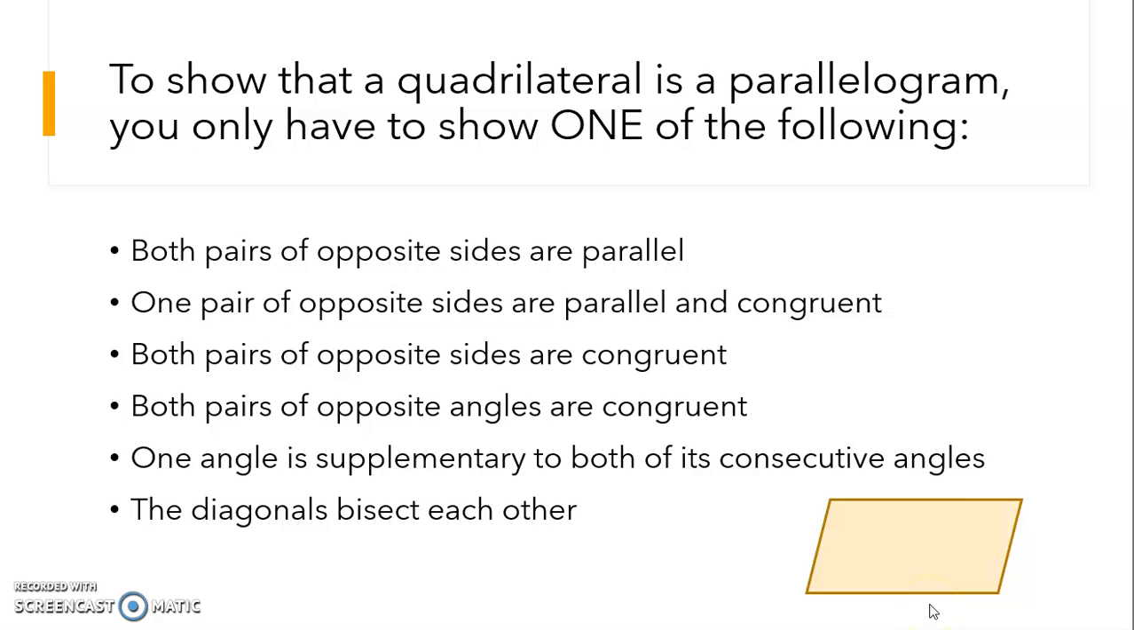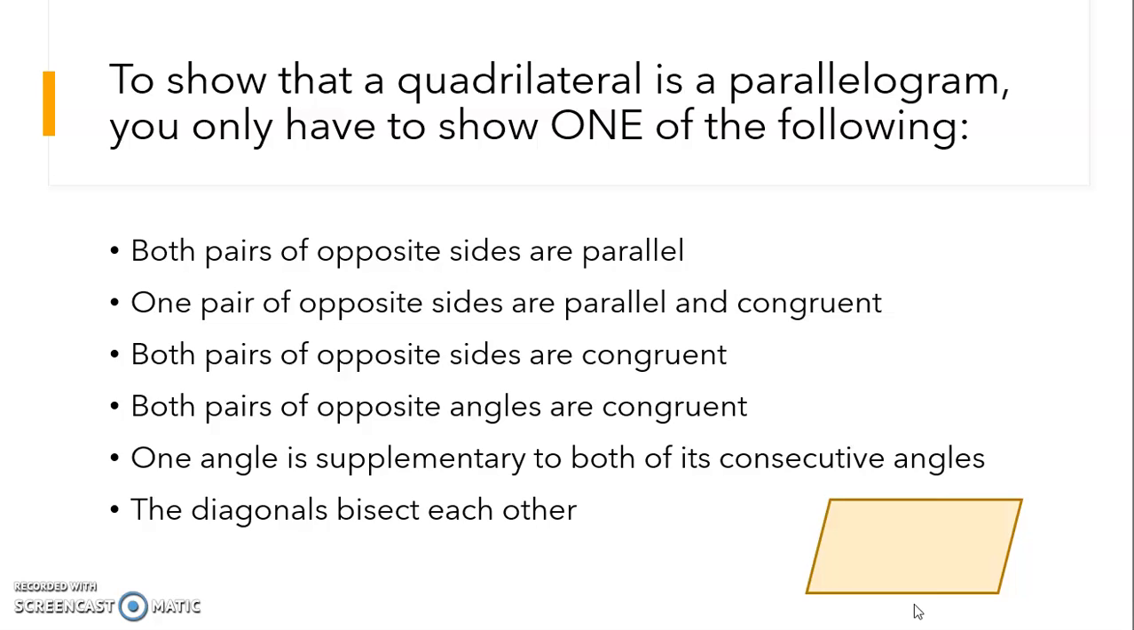The next fact states that one pair of opposite sides are parallel and congruent. So that means that for these two horizontal sides, I would know that they're exactly the same length, so they would have tick marks on them. Okay. And I would know that they're parallel to each other. So they have to be both parallel and congruent. Now it would also work on the vertical sides, but you just need one pair that's both parallel and congruent.